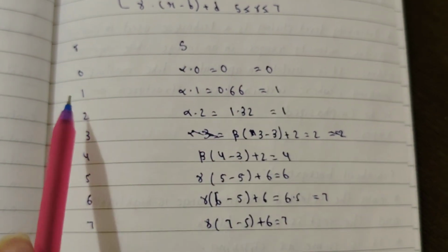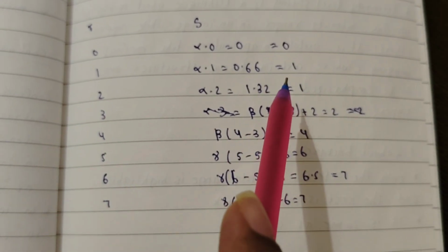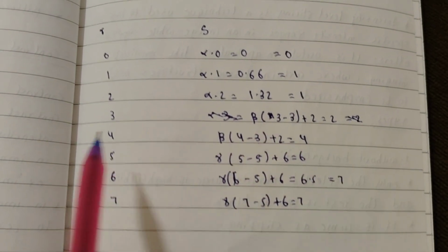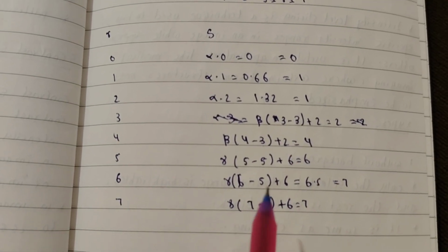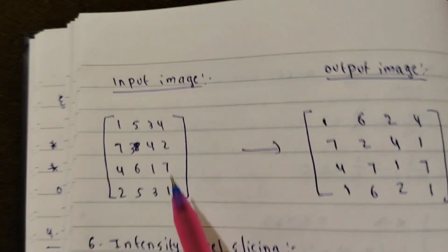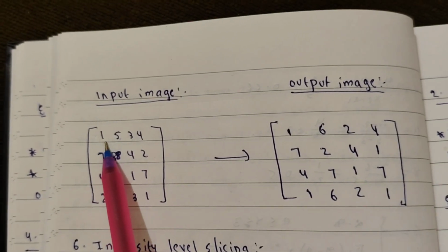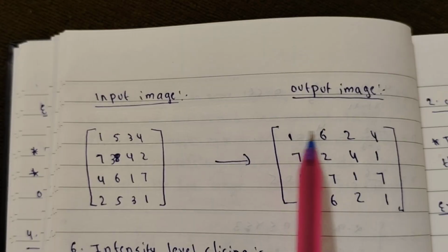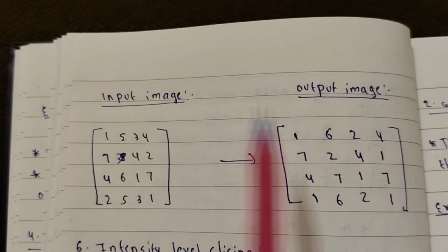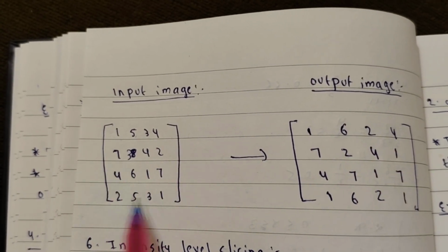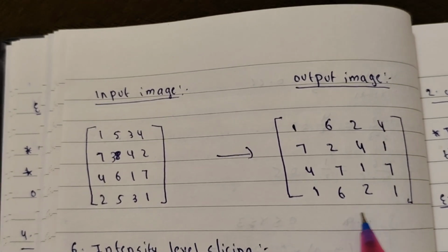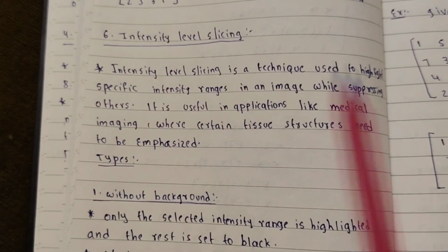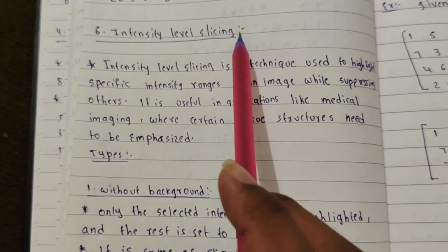for 0 it is 0, for 1 it is 1, for 2 it is 1, for 3 it is 2, for 4 it is 4, for 5 it is 6, for 6 it is 7, for 7 it is 7. So by taking this, we will calculate the output for each input. For 1 it is 1, for 5 it is 6, for 3 it is 2, for 4 it is 4. Similarly, we will calculate for all pixel intensity values. So this is the final output image. This is contrast stretching. Next we will see intensity level slicing.